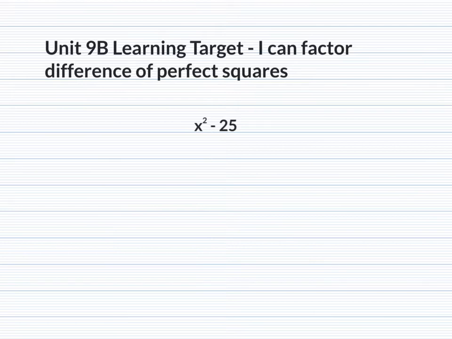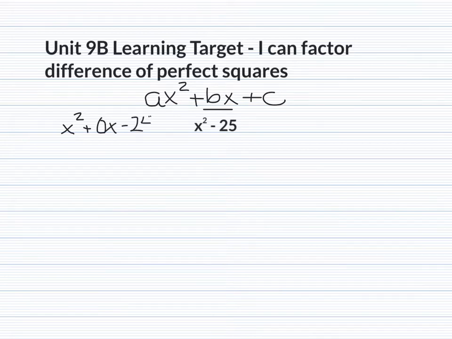Okay, so this is missing a b value. Thinking about ax squared plus bx plus c, we're missing that bx value. So what we could think about is this is the same as x squared plus 0x minus 25. As we think about this, we're thinking about what factors of 25 or negative 25 add up to 0.